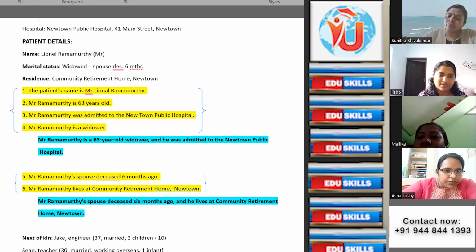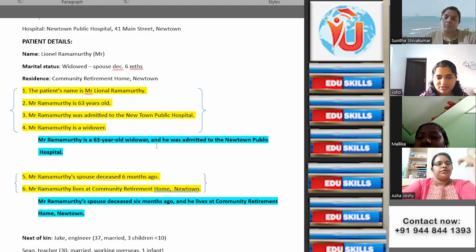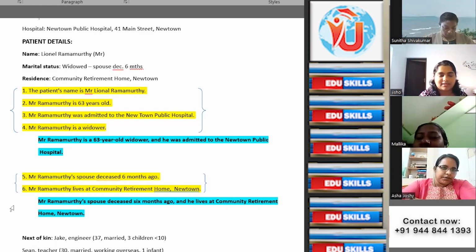How? Here it's written as Mr. Ramamurthy is a 63-year-old widower, comma, and he was admitted to the Newtown Public Hospital. So here we are using this simple sentence and this comma, and "and" is the conjunction here. And "he was admitted to the Newtown Public Hospital" is another simple sentence. So we can make it like this.